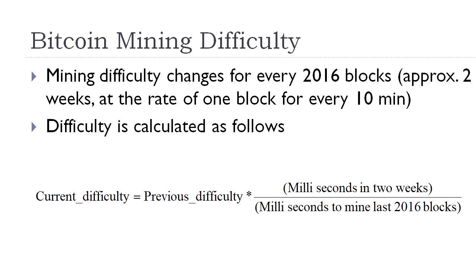Bitcoin mining difficulty changes every 2016 blocks. Why is it 2016 blocks? Assume that one block is created every 10 minutes. For 2 weeks you will have around 2016 blocks, approximately 2 weeks at the rate of 1 block every 10 minutes. The difficulty is calculated like this. The current difficulty is equal to, yes, hello.